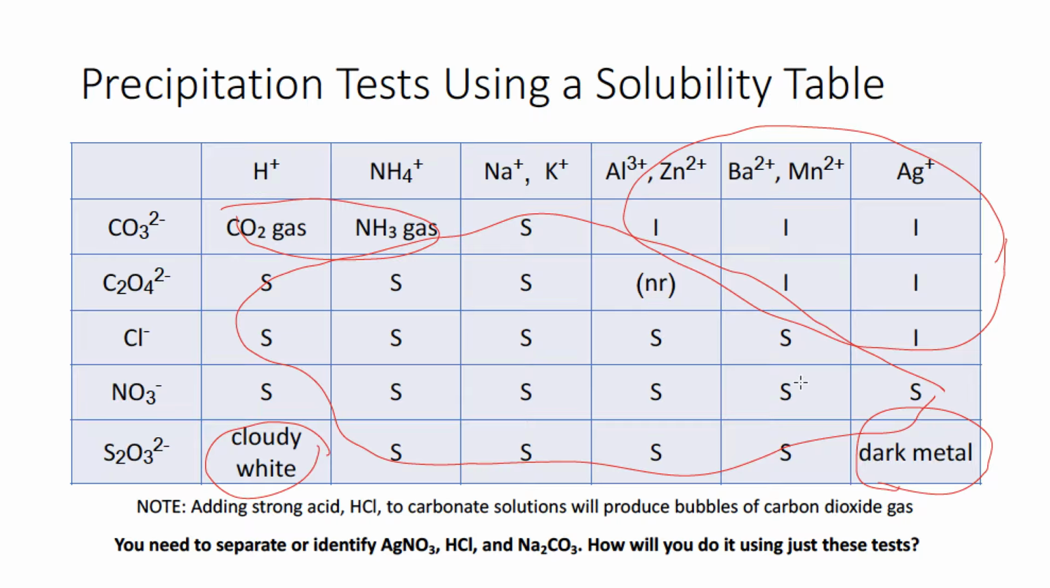Okay, so hopefully you came up with, if I react hydrochloric acid and sodium carbonate, I should end up getting bubbles of CO2 gas. And hopefully you also came up with, if I react my silver nitrate with HCl, I'm going to get a white precipitate. And it turns out if I react my silver nitrate with sodium carbonate, I get a green precipitate of silver carbonate. So you can tell them apart based on their properties, in addition to just that a precipitate forms, also what color it is.